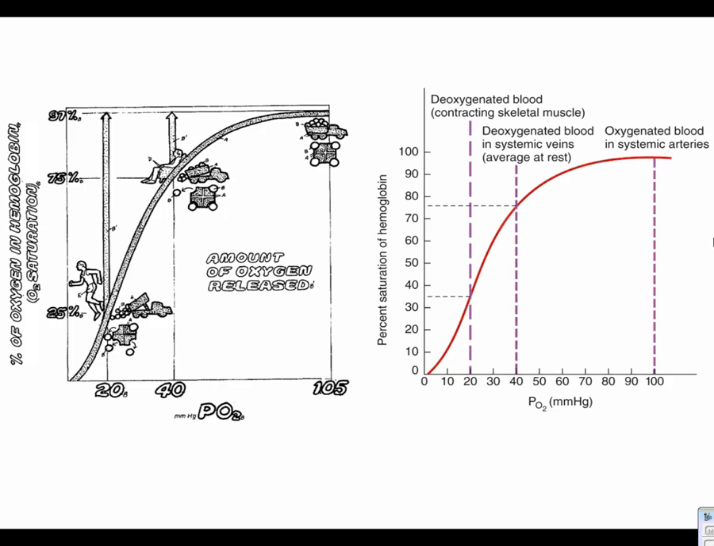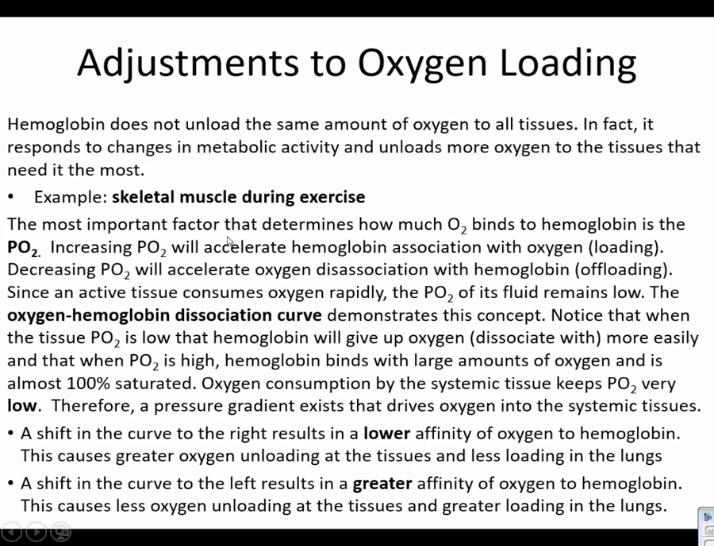And we learned that this curve can shift to the right and to the left. If we shift it to the right, it's a result of some things. But that lowers affinity of oxygen to hemoglobin, meaning that oxygen holds on more loosely. Which means that we load less in the lungs, but we unload more to the tissues. And the opposite for a shift to the left, where we increase affinity, or affinity goes up, causes more loading but less unloading.